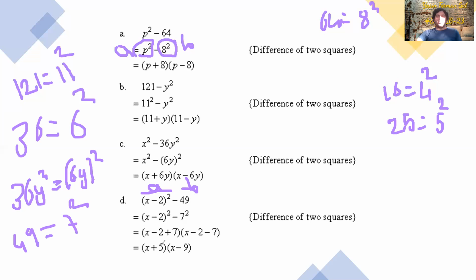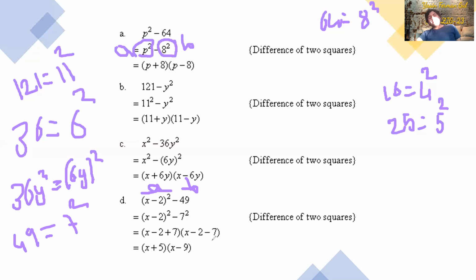So when I do that, guys, this is going to be x minus 2, right? First here, x minus 2 to the power of 2, right? Minus 7 to the power of 2. There are two squares here. So I'm going to say this is going to be my A, this is going to be my B. Then x minus 2, sorry, x minus 2 plus 7 times x minus 2 minus 7.